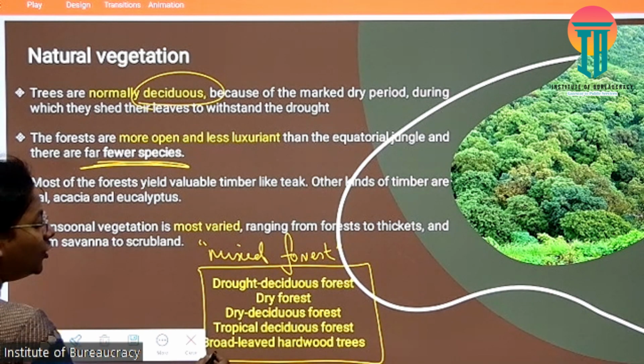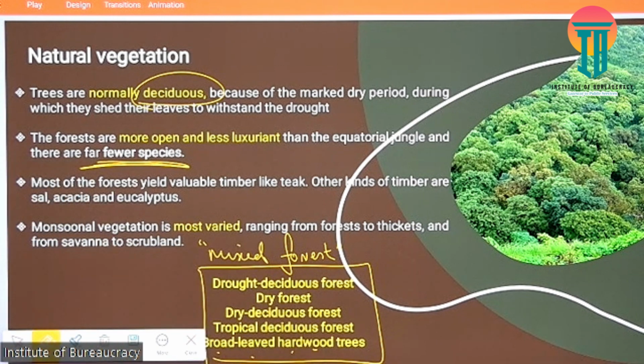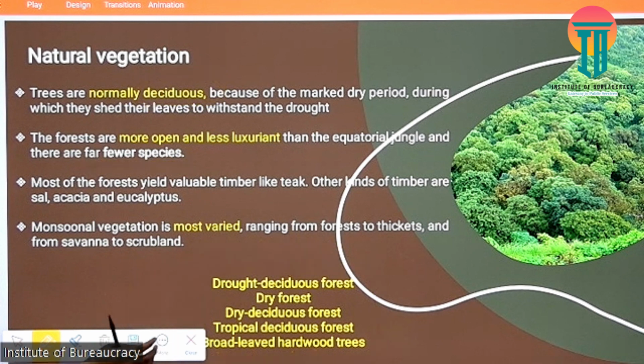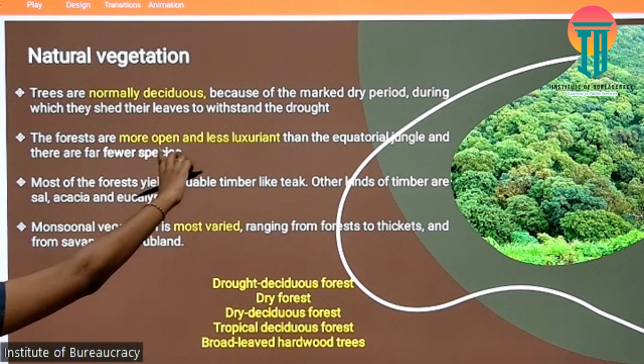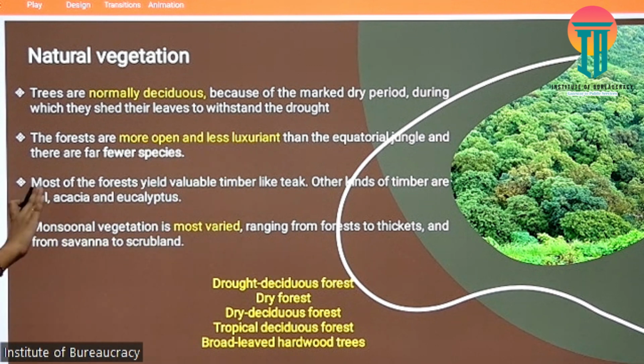Another keyword is broad leaved hardwood trees. Where did we see this? In equatorial, broad leaved trees are moist trees. Okay, moist vegetation. So all these terminologies are associated with the monsoon vegetation. So obviously, being more open and less luxuriant, we can carry out lumbering activity here to a relatively greater extent than in equatorial.